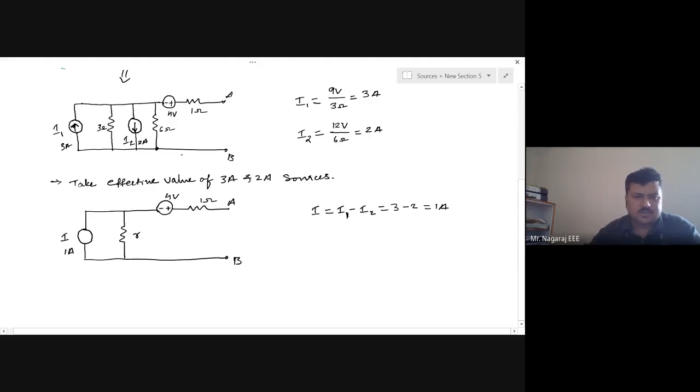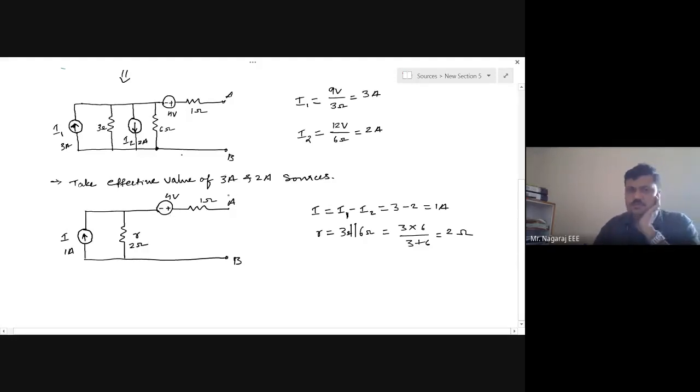The direction of this 1 ampere is upward, because the direction of the resultant current is the direction of the larger valued current. Now what is resistance R? It is the parallel combination of 3 ohm and 6 ohm. So 3 ohm parallel 6 ohm is equal to 3 into 6 divided by 3 plus 6, 18 by 9, that is 2 ohms.